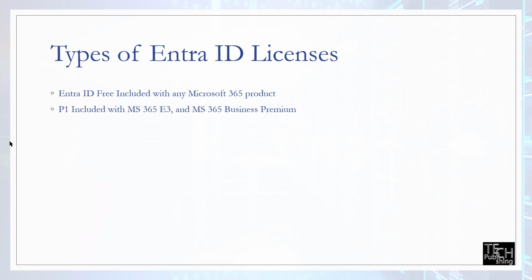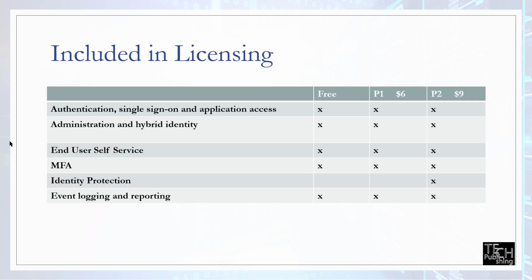Now, there are a couple of additional licenses that you can get. The first one is P1, and that's included with Microsoft 365 E3 and Microsoft 365 Business Premium. And there's also P2, which is included with Microsoft 365 E5. Now, the E stands for Enterprise, and it costs a little bit more. So let's see what you get with each of these.